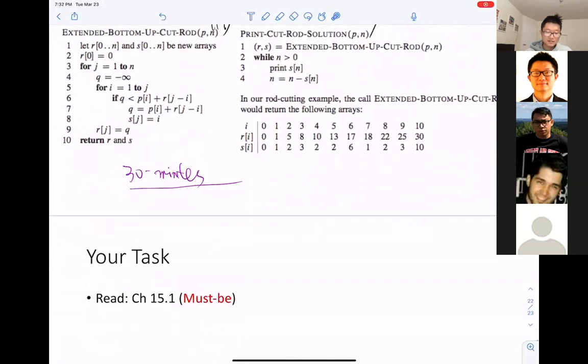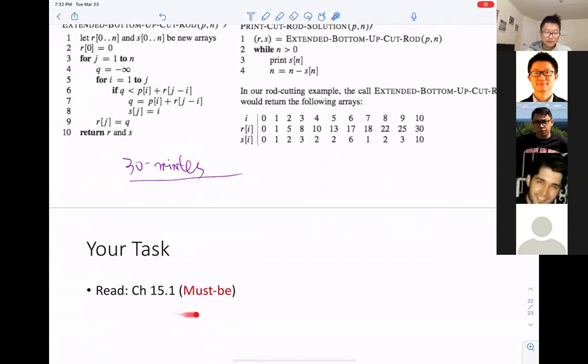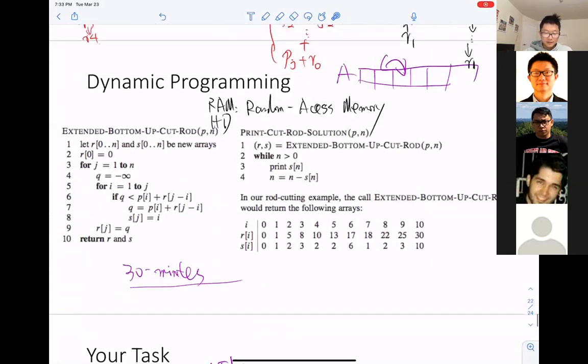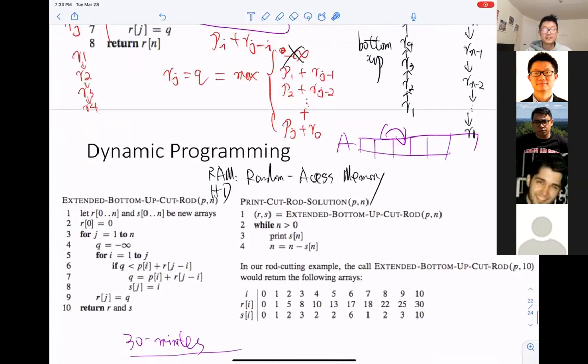After this class, I ask everyone to read subchapter 15.1. It will take you around 1.5 hours. This is the first time that I require everybody to read a subchapter, so it means that it's really important. I want everybody to read it. Okay, any question for me?